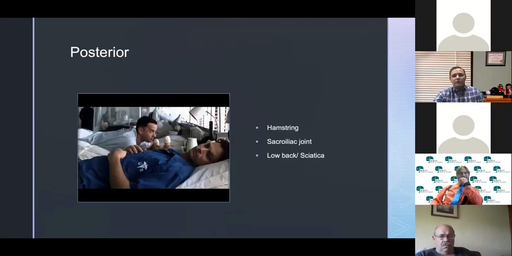So we're going to start with posterior related pain. It's more in the gluteal or posterior gluteal area. And when we talk about posterior pain, the first things that we're kind of looking at are hamstring pain, sacroiliac joint pain, and then low back pain or sciatica.